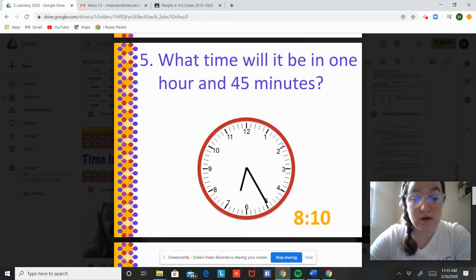I've passed the 12. So instead of it still being 7:25, because it has gone through the 12, it would be the next hour. It would be 8. And then the minute hand is pointing to the 2, which means 2 jumps of 5, which is 2 times 5, which is 10. So the total time would be 8:10.